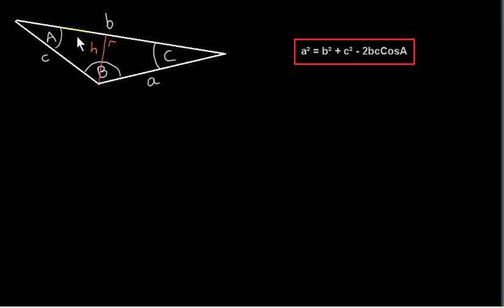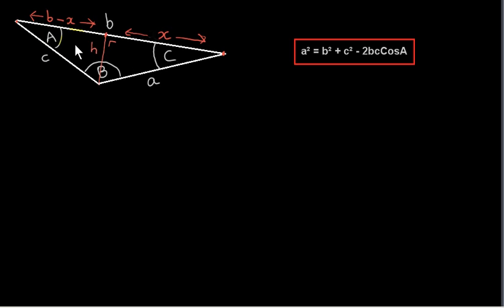So what I will do here is call the distance from this point to this point x. Now the total distance or length of this side is b. So if x is the distance from here to here, then the distance from here to here must be b minus x. Of course, if we add x onto b minus x, we get b. We are going to look at the two right-angled triangles that are formed.